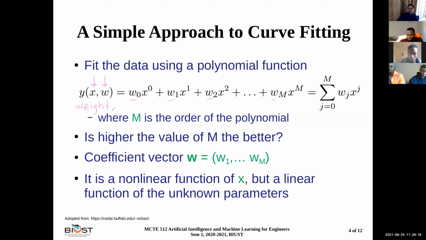Okay. So you have the input parameter x, and the weights. There are now two inputs in your polynomial function. And this function, y of x and w, where y is the output. So now this is your output. The output of this function, y, is your output.